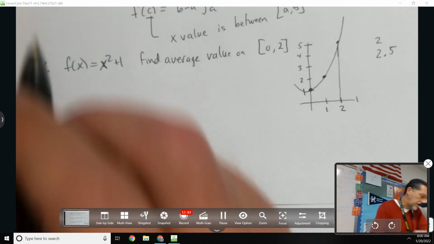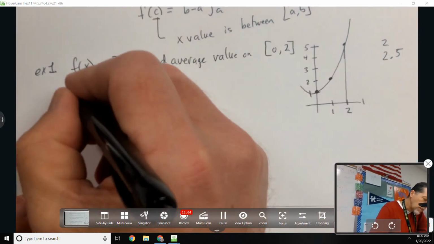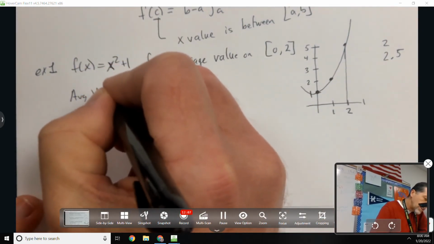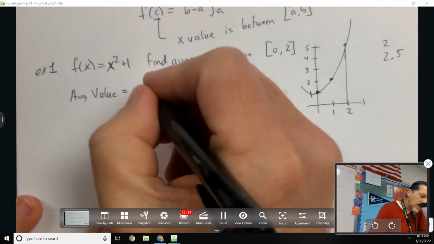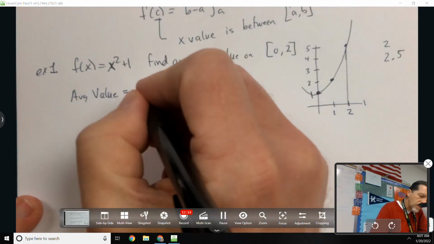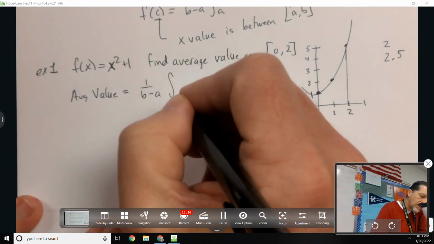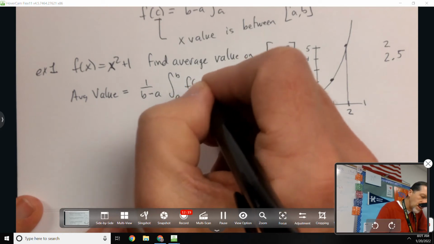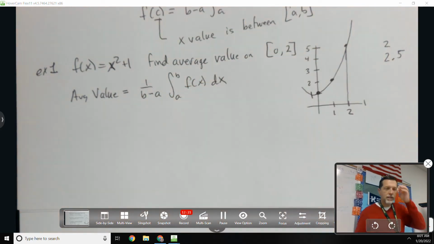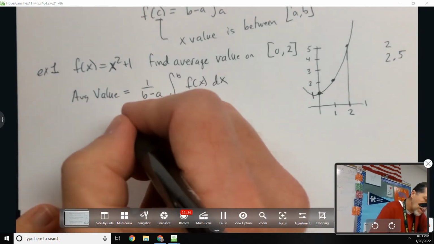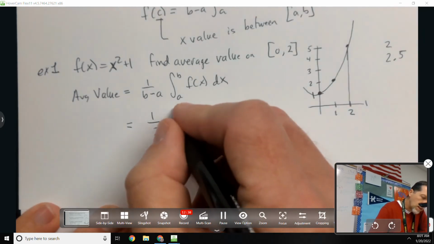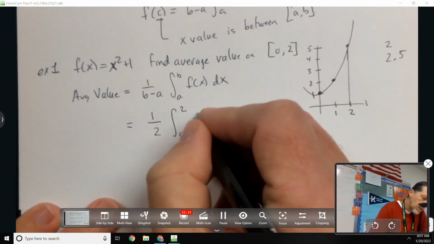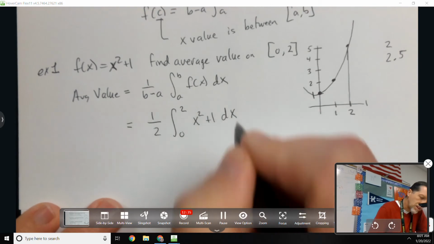All right, let's see. So average value is the area, the total area divided by the width. 1 over b minus a, integral from a to b, f of x dx. Just rewriting it so my hand writes it one more time and my brain sees it one more time. So the width is 2. Integral from 0 to 2, x squared plus 1 dx.